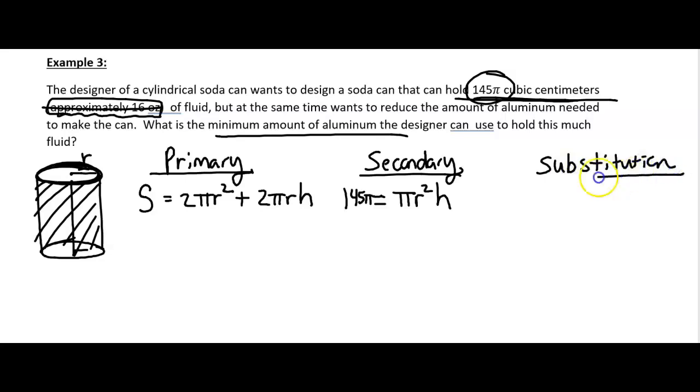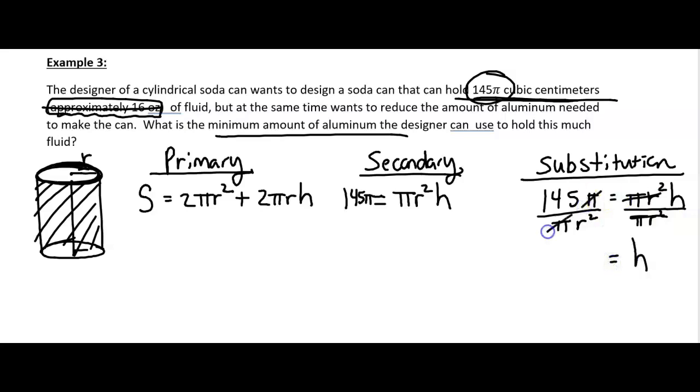So what do we do with step 3? We take the secondary equation, and we get one of the variables by itself. You could get either r or h by itself, but what do you guys think would be much simpler to get by itself? I hope you realize it's h. It's a lot easier just to divide both sides by pi r squared, and as soon as you've done that, you've got h by itself. Also, these pi's cancel out. It's much easier to get h by itself.